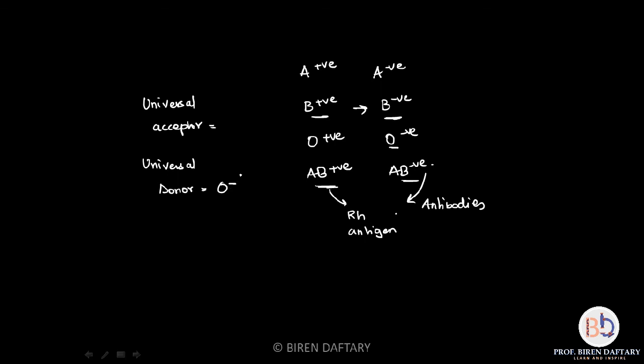Obviously the universal acceptor will be AB positive, because if an AB negative person is given a blood group of AB positive, then this AB negative will produce antibodies against that, whereas AB positive will not be harmed if AB negative is given, because AB negative doesn't have any antigens. So universal acceptor is AB positive, donor is O negative.